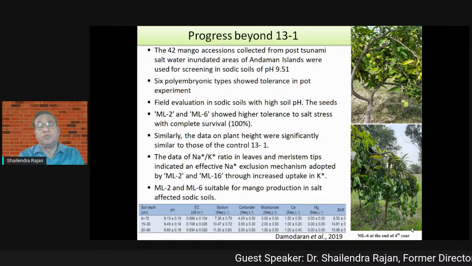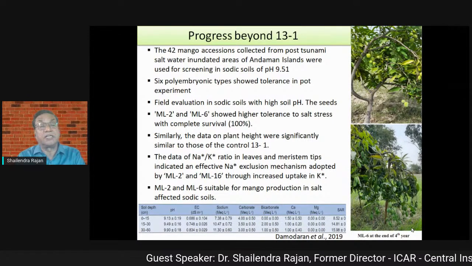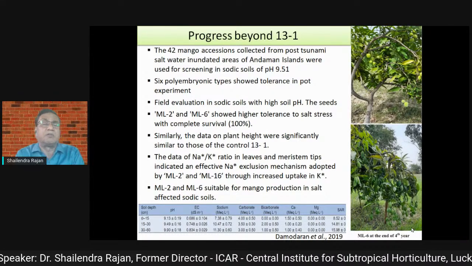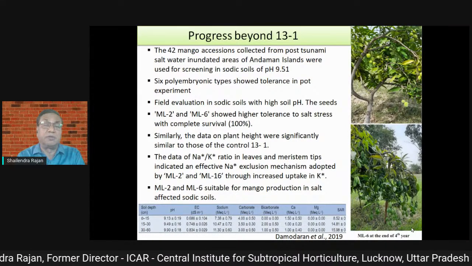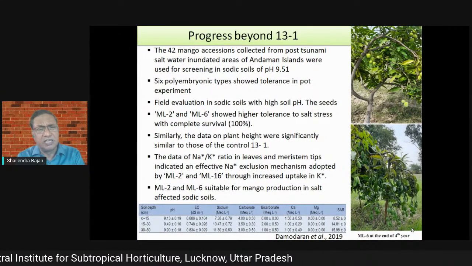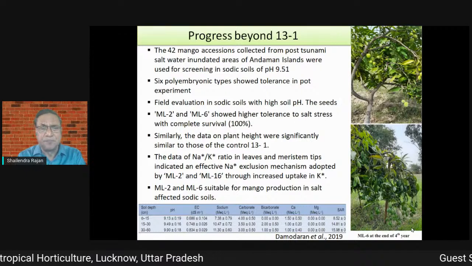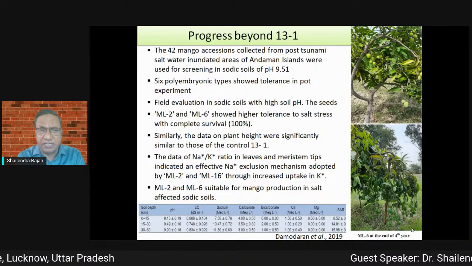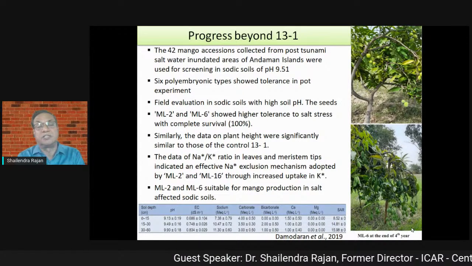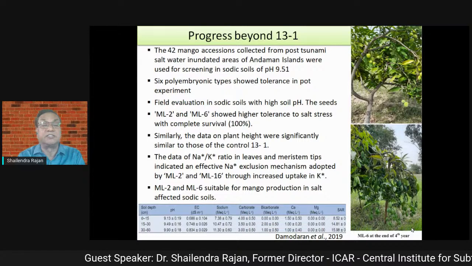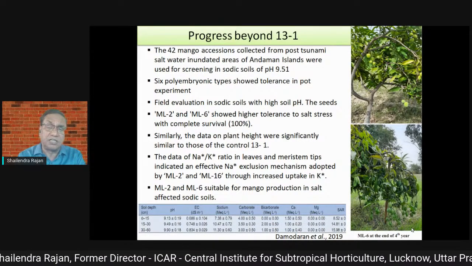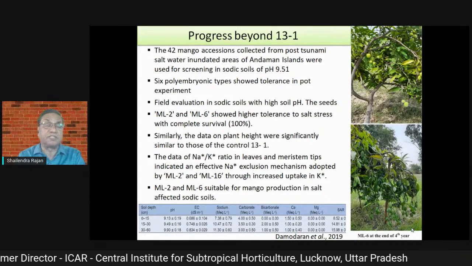So we also worked on that, and we collected from the affected area of the tsunami; post-tsunami, the collection was made of 42 mango accessions. Dr. Damodaran was involved in that because he had a long experience in that area. Out of all, 6 polymorphic types were selected, and then for field evaluation, we found that in sodic soil, the high soil pH, the seedlings of ML2 and ML6 showed high tolerance to salt stress, with 100% survival.